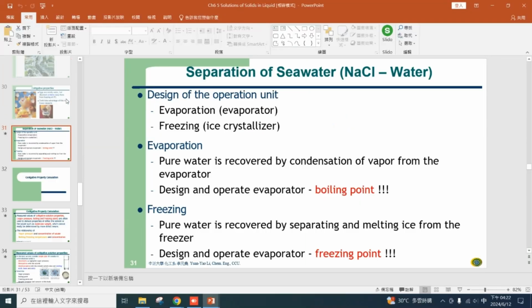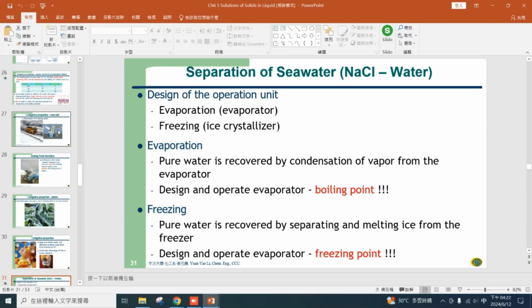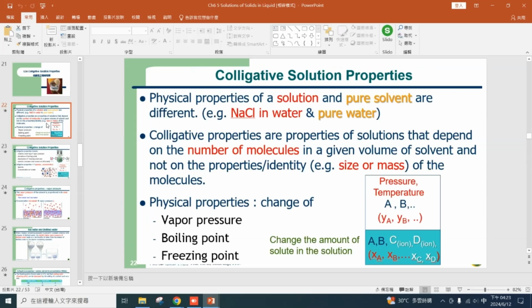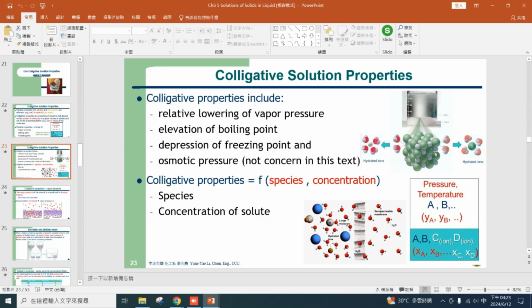Let's recall what we covered last week about the colligative property. The colligative property is that if you have a solid material and you dissolve it in a liquid, it will affect the vapor pressure, the boiling point, and the freezing point of the liquid, and also the osmotic pressure. But we are not going to talk about that today. So this will affect three properties of the liquid.